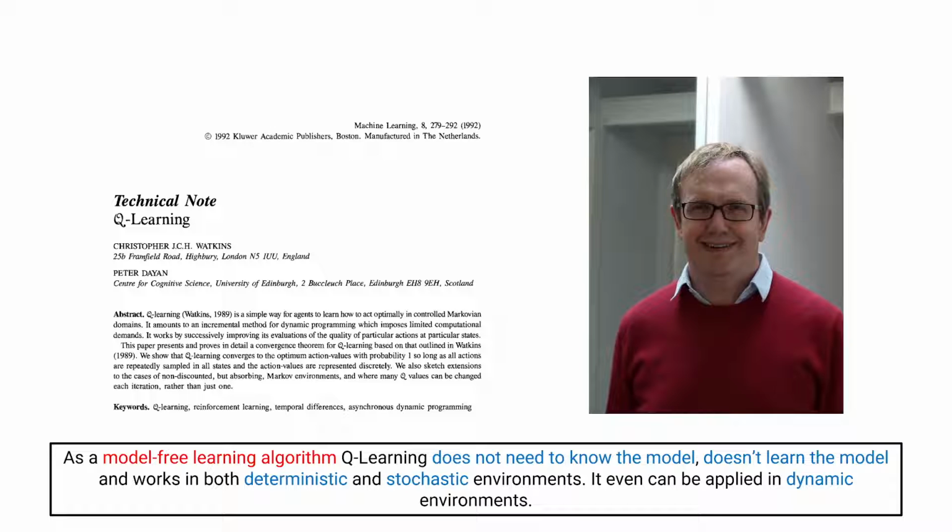What that means is it works just as well in a deterministic environment as it does in a stochastic one. So the differences between those models do not matter to Q-learning. So much so that it can even be applied in dynamic environments, and again, dynamic meaning changing over time. As long as it's not changing too rapidly, Q-learning is going to learn new pathways in a changing environment, which is again very beneficial.